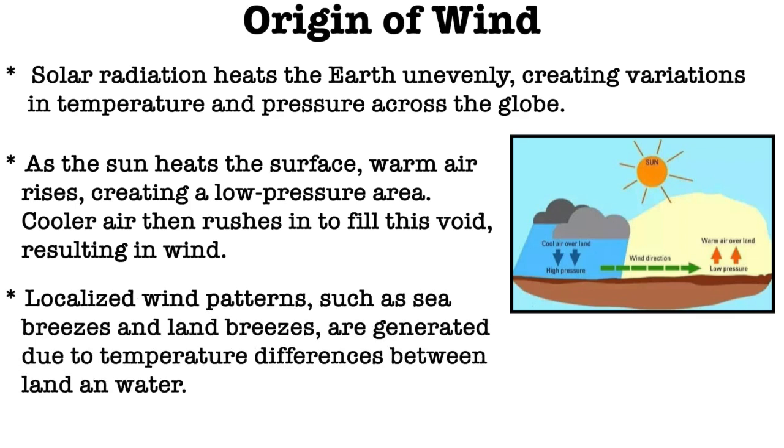Localized wind patterns such as sea breezes and land breezes are generated due to temperature differences between land and water. During the day, the land heats up faster than the adjacent water, causing the air to rise over the land and draw in cooler air from the sea, resulting in a sea breeze. At night, the land cools more quickly than the water, leading to a land breeze as the cooler air from the land moves toward the warmer water.